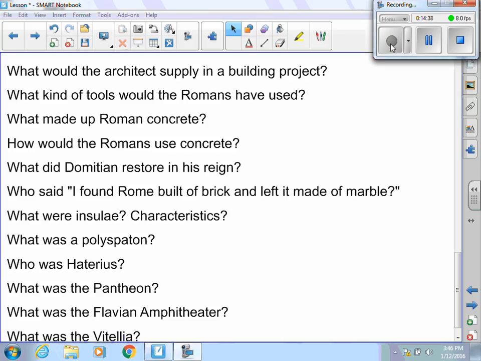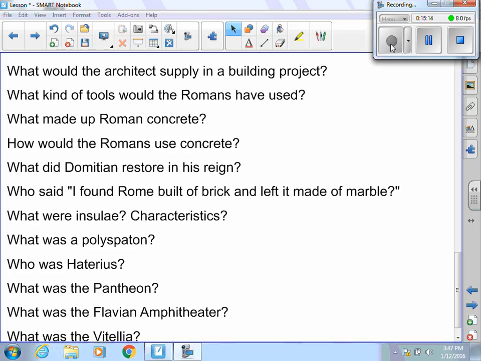What made up Roman concrete? Roman concrete was made of lime mortar, fine sand, and clay. The difference between Roman concrete and our concrete is that we actually put gravel in our concrete to help for its base. What did Domitian restore in his reign? He rebuilt the temple of Jupiter. So who said, I found Rome built of brick, left it made of marble? That would be Augustus.